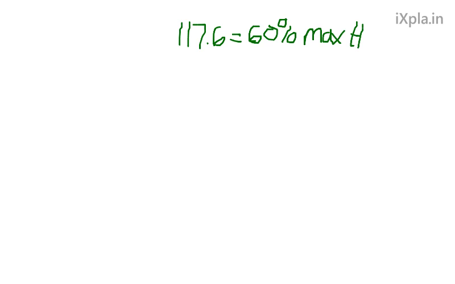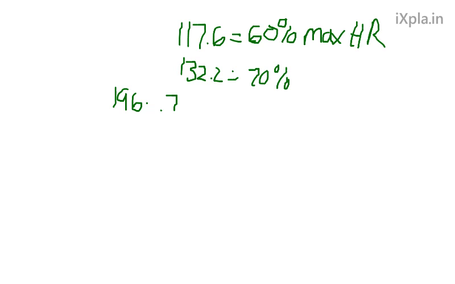Now it's very hard to tell someone to just exercise at 117.6 beats per minute. So it's usually a certain range they give you. So let's say 60 to 70% of my max heart rate. So I would also do 196 times 0.7, and that's 132.2. Now usually no one cares about decimals. So 60 to 70% of my max heart rate is between 117 and 132 beats per minute.